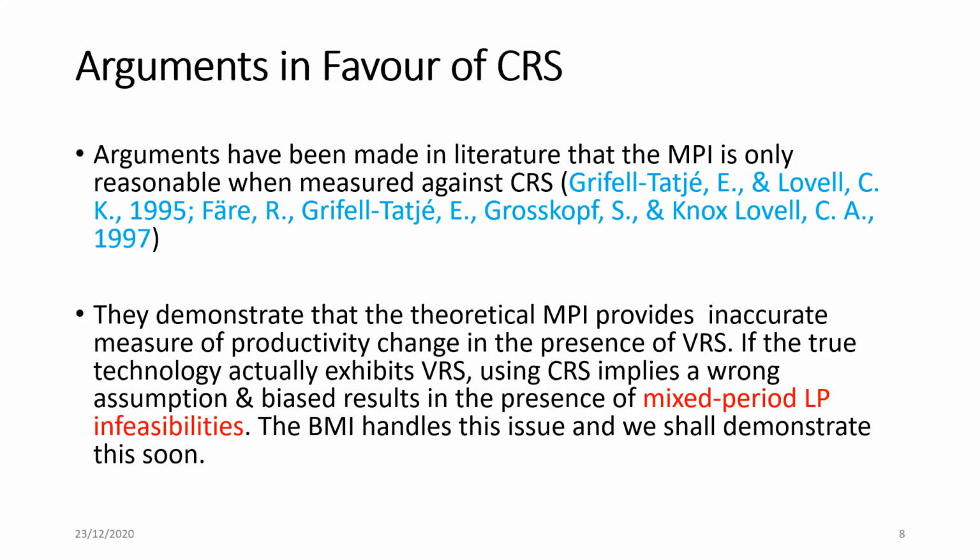Now, why is that so? They demonstrated that the theoretical Malmquist provides a bad measure of productivity in the presence of VRS, because in calculating the cross-period efficiencies, we can fall into cross-period linear programming infeasibilities. And I'll show you this practically for you to see the problem. That is only when you estimate it under VRS. But when you estimate it under CRS, there's no problem like that. So which one should you go for? They suggested that you go for what?